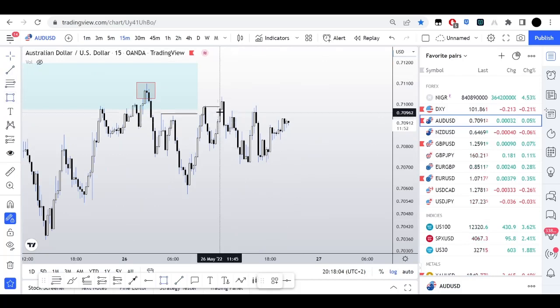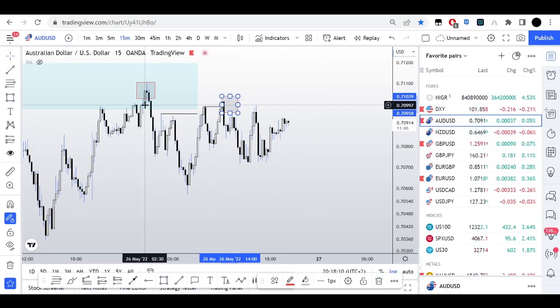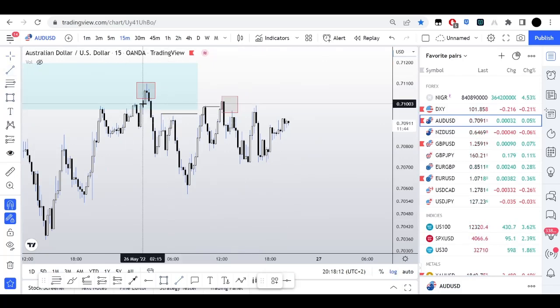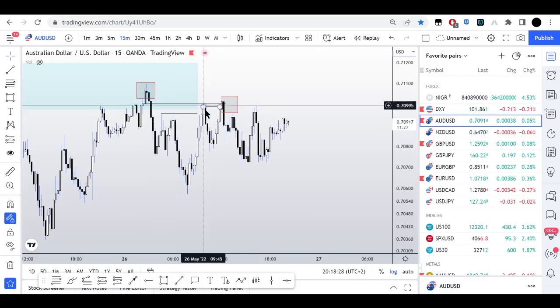I wanted to see if I could frame a trade off of that, because we took out liquidity. We came into this 15-minute order block, last up candle right there. These 3 up candles right here are a full order block, but this is the premium of that whole order block. That's why you had a sell off right here, because it came into this order block with a fair value gap.